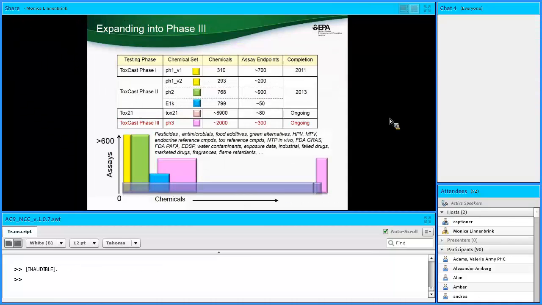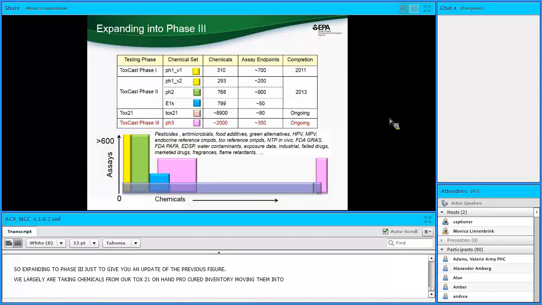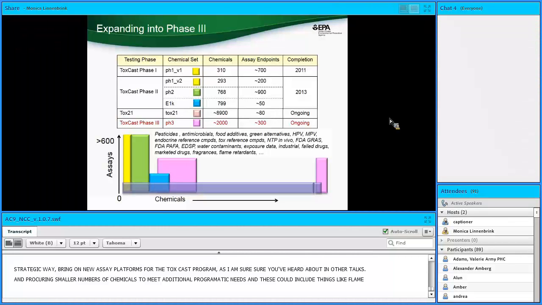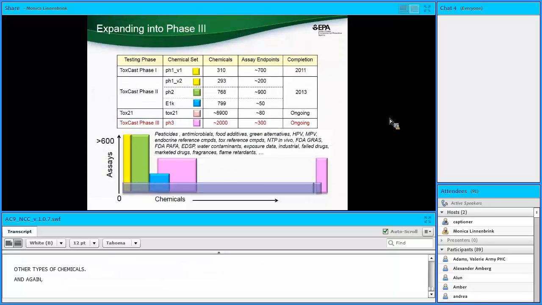Okay. So expanding into Phase 3, just to give you an update of the previous figure, we largely are taking chemicals from our Tox21 on-hand procured inventory, moving them into additional testing, trying to do it in a more strategic way, bringing on new assay platforms for the ToxCast program, as I'm sure you've heard about in other talks. And procuring smaller numbers of chemicals to meet additional programmatic needs. And these could include things like flame retardants and reference chemicals and other types of chemicals. And again, we're trying to add depth into the assay side of the program as well as on the chemical side, while maintaining almost complete coverage and overlap with our Tox21 program.